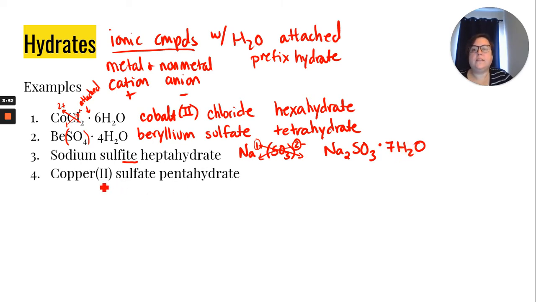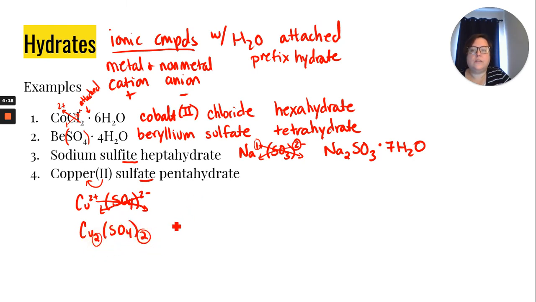Copper 2 sulfate. So copper has a charge of +2 because of the Roman numeral there. It's a transition metal, so we have to be told. Sulfate ends in ATE, so it's a polyatomic, so we would say SO4 2 minus, coming from page 7 of our reference tables. And then we would cross our charges. So we would have Cu2 SO4 2. Now those 2's can be reduced, and so really copper 2 sulfate is CuSO4.